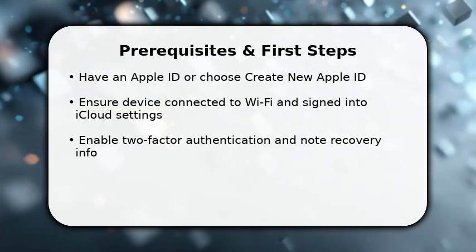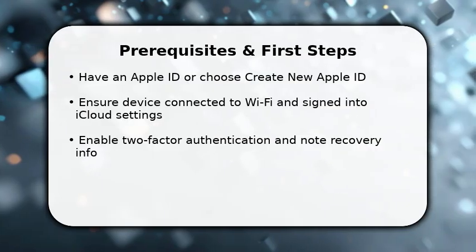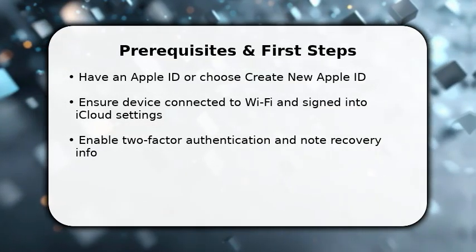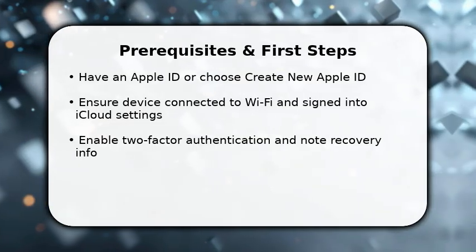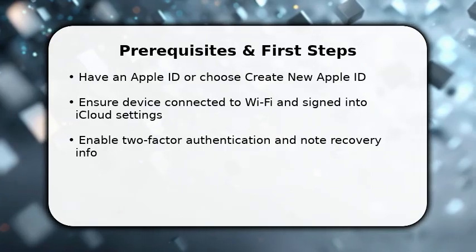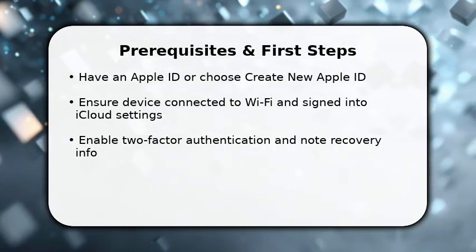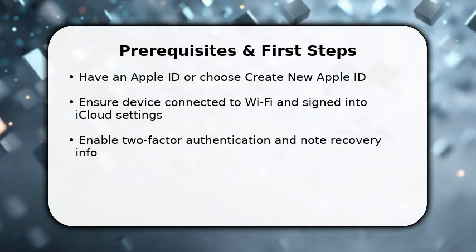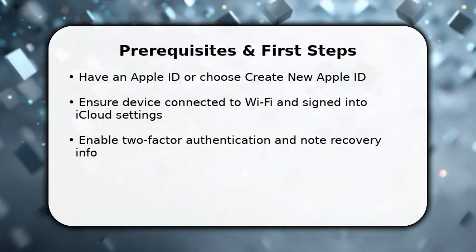You'll start by confirming prerequisites. Make sure you have or will create an Apple ID, your device is online, and two-factor authentication is enabled. Open Settings on iPhone or System Preferences on Mac, then tap or click your name to access iCloud. Once in iCloud settings, locate Mail and toggle it on. That initiates the iCloud Mail setup flow.